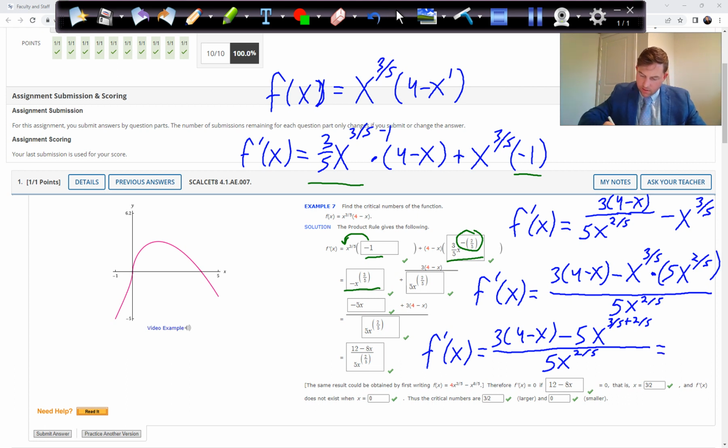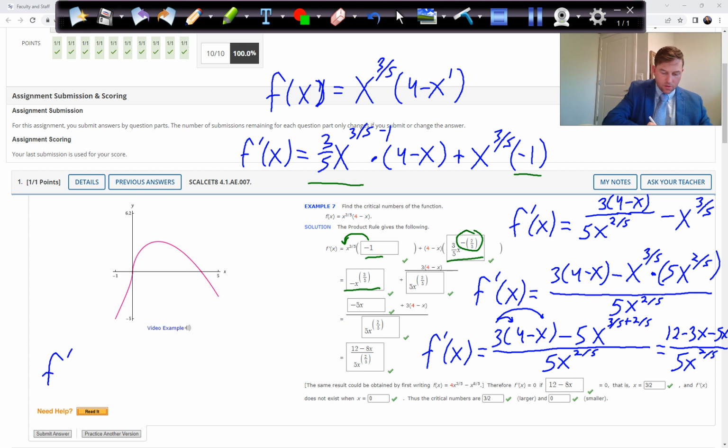So we're going to get, distribute the 3, 12 minus 3x minus 5x all over 5x to the 2/5. Or finally, simplifying completely, we're going to get 12 minus 8x on top over 5x to the 2/5 on the bottom. That's what we have right here.